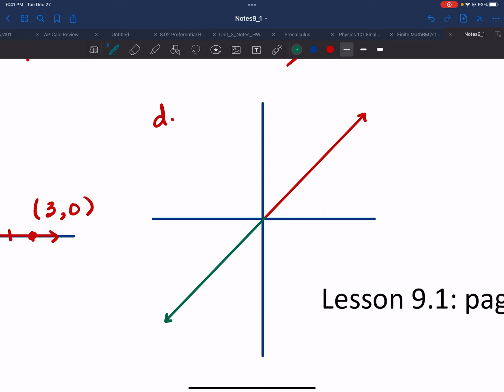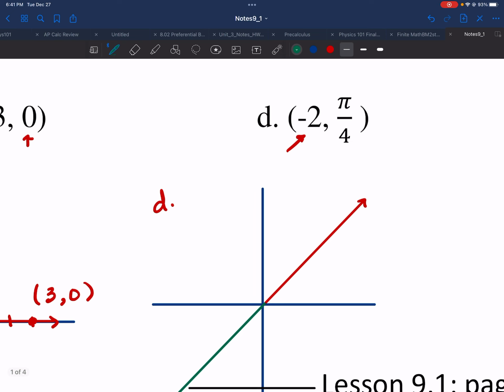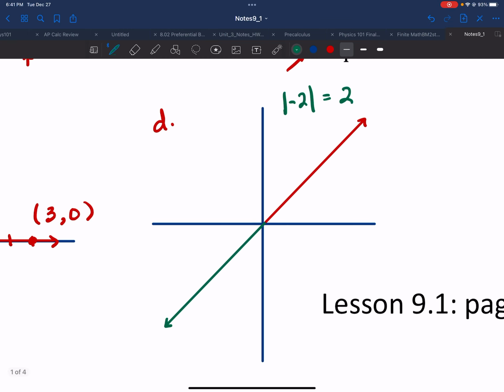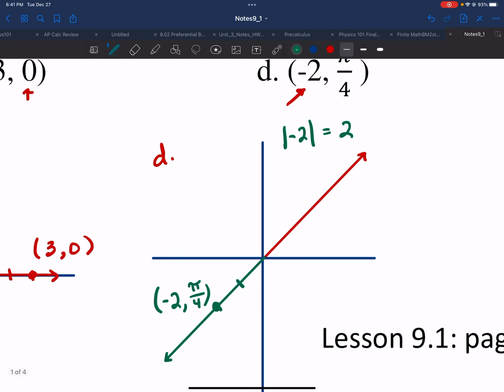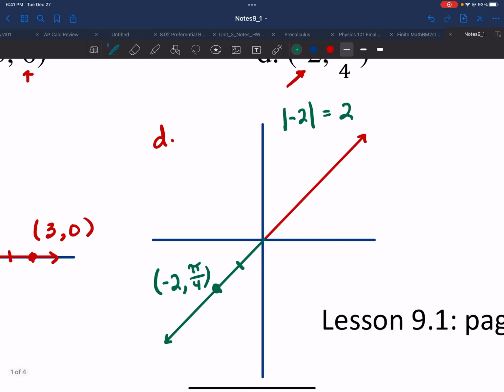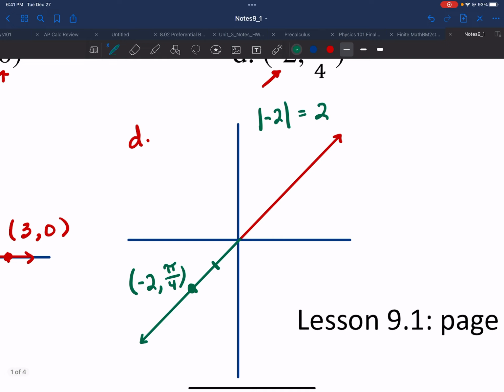And then I'm going to mark it with just the absolute value of negative 2, which is 2. So it's going to be 1, 2. So this mark right here would be negative 2 comma pi over 4. Okay, so those are your answers for the problems.